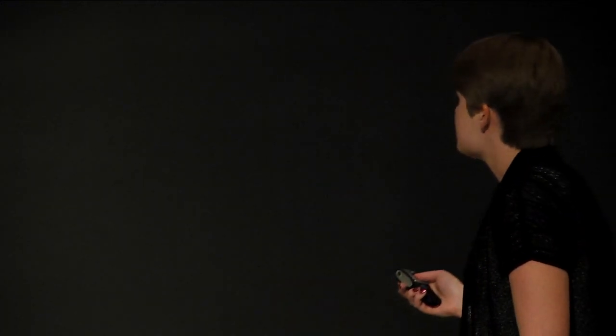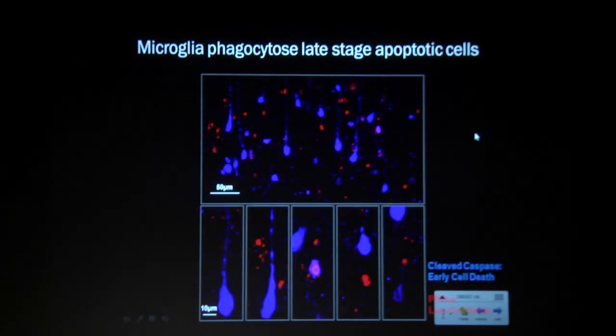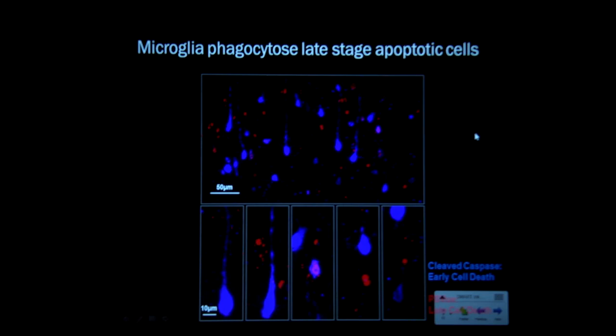Now, I was very interested in this, and I just wanted to understand a little bit more about how microglia are associating with the dead cells after alcohol exposure. So what I'm showing you now is a zoomed-in image of layer 4 of the cortex after alcohol exposure. And what you see here is, once again, our early marker of cell death, cleaved caspase 3 in blue, and our late marker of cell death, PSVU in red.